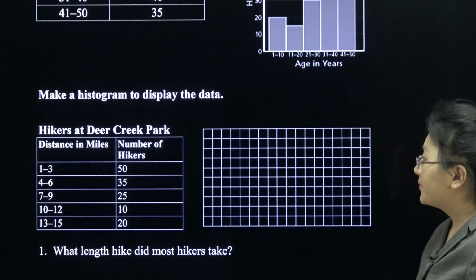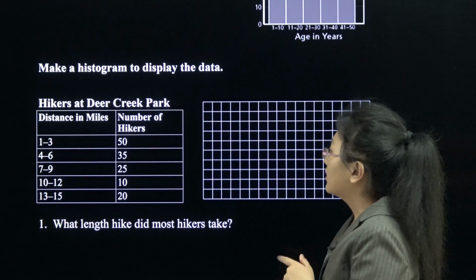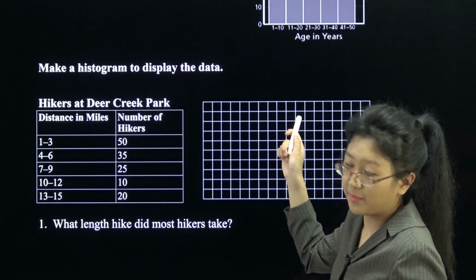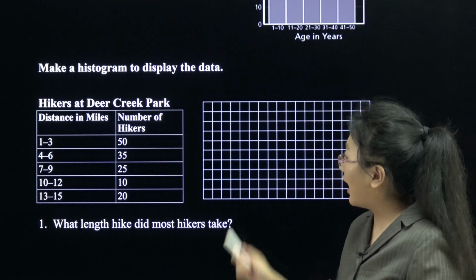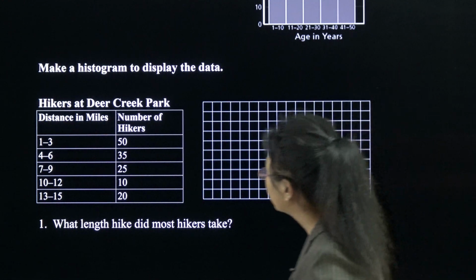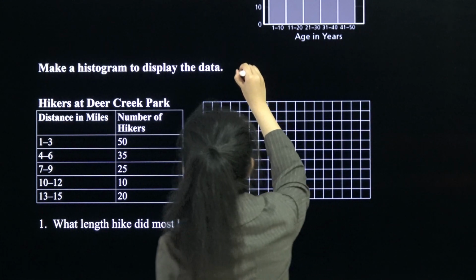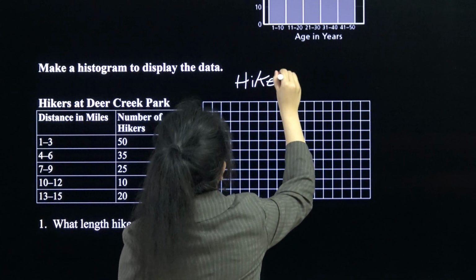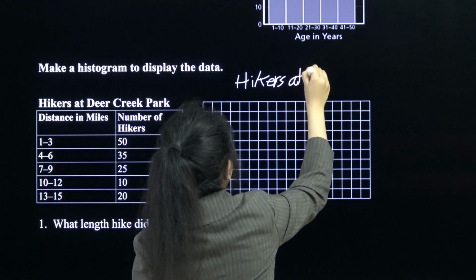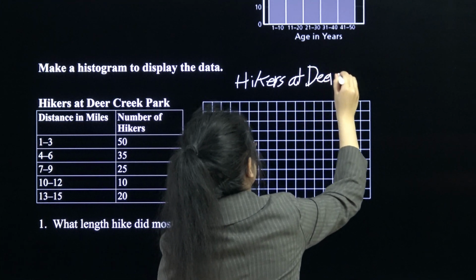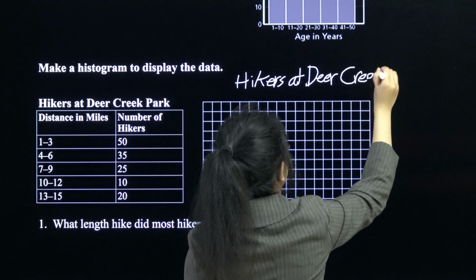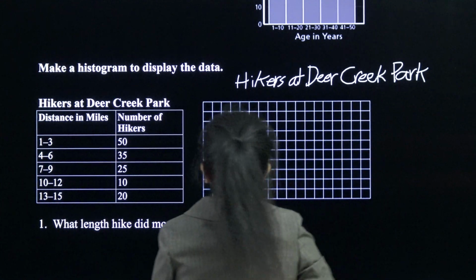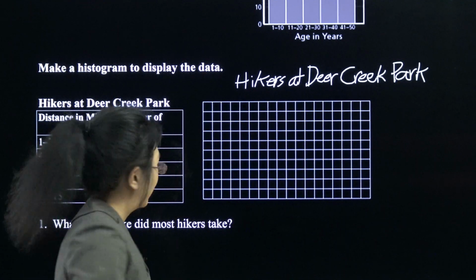Now let's make one. Oh, it's still at Deer Creek Park, but this time it's how far the hikers hiked. Now every graph needs a title. Teachers can actually take marks off if you don't have a title, because they're just going to tell you, what am I supposed to be looking at? I don't know what you're talking about. I know, sometimes it seems obvious, but you still have to do it.